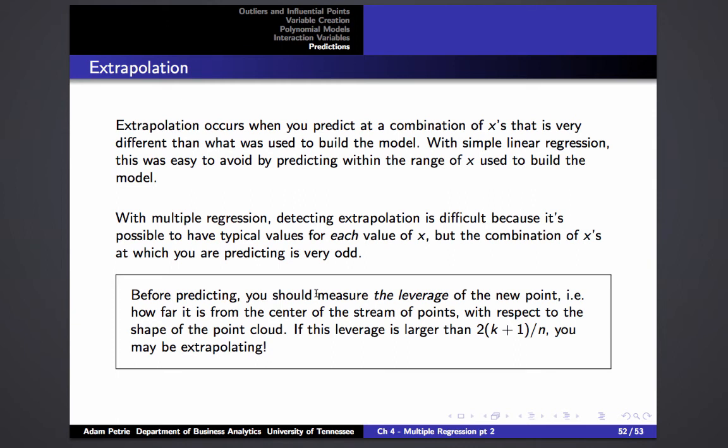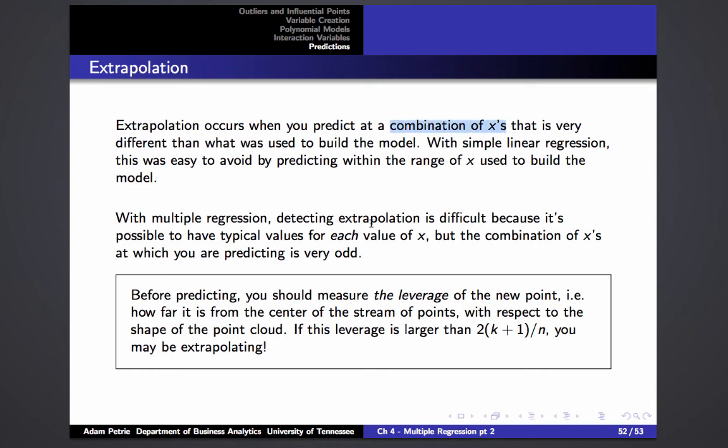The one tricky thing here is determining whether or not you are extrapolating. So remember, extrapolation occurs when you're predicting at a combination of x values that you really haven't seen before. In a linear regression context, that meant that you were predicting at too large a value of x or too small a value of x, outside the range of x that were used to build the model. But in the multiple regression context, it's basically just making a prediction at a combination of x's that is highly unusual, something that you really haven't seen before.